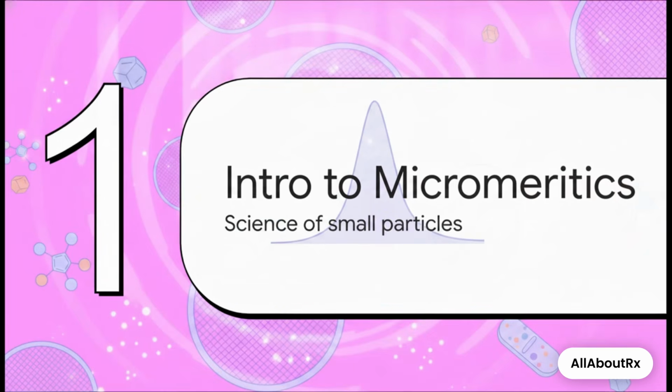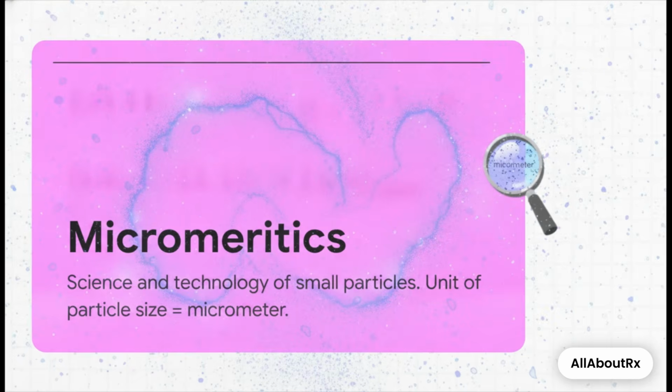Section 1, Introduction to Micromeritics. So what exactly is this field? Well, by definition, micromeritics is the science and technology of small particles. The foundational unit of measurement here is the micrometer, also known as the micron. Working on this incredibly small scale allows us to accurately determine a particle's size, its shape, and its surface area. It's really the core language pharmacists use to figure out how a powder is going to physically behave in the real world.